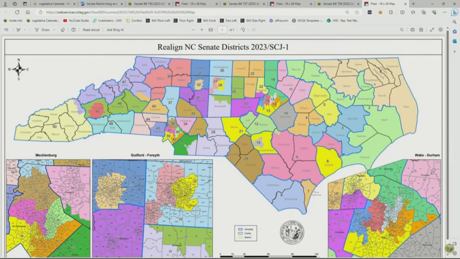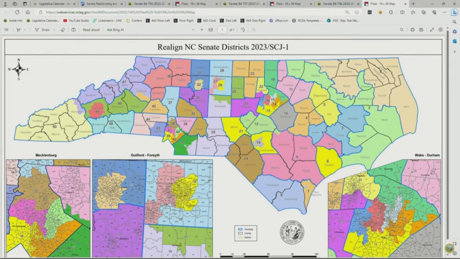bring me one. Senate District 4 is unchanged from the previous map and is created by the base county grouping map, Wayne, Wilson, and Greene counties. The incumbent in Senate District 4 is Senator Buck Newton from Wilson County.